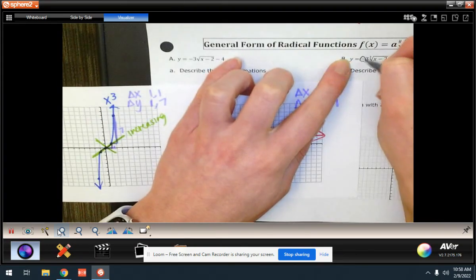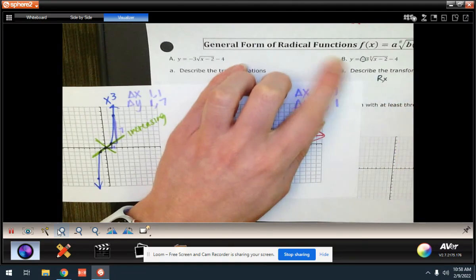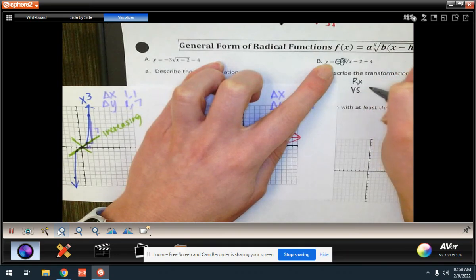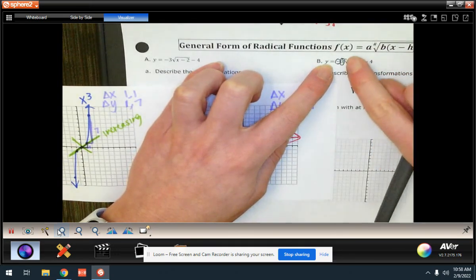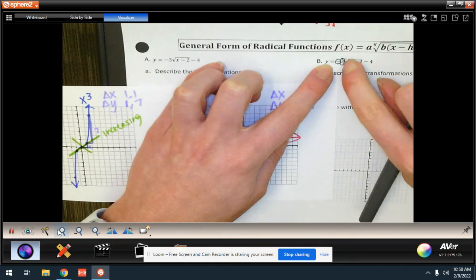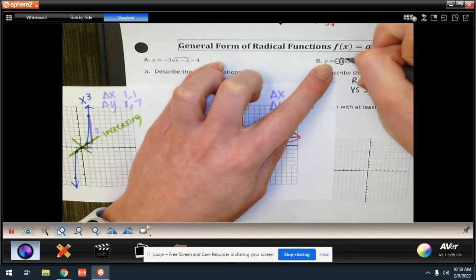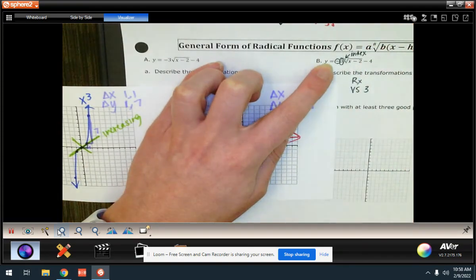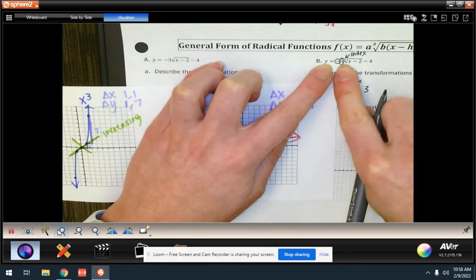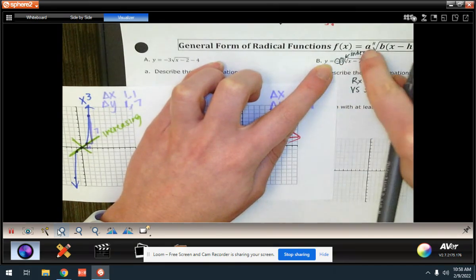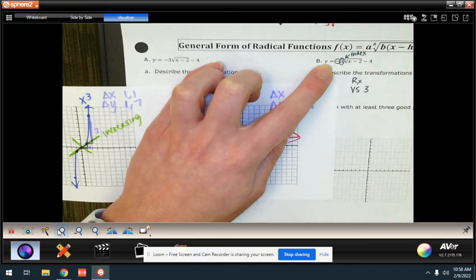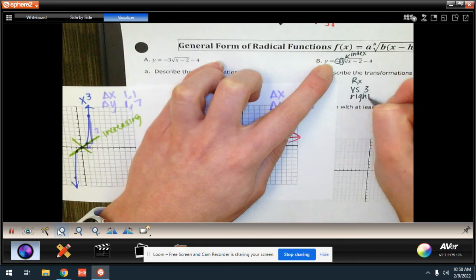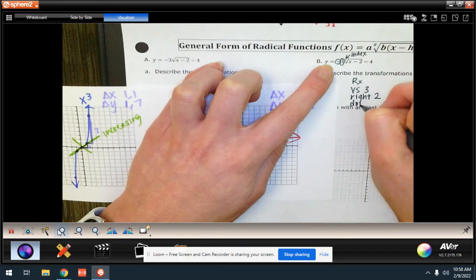First we have an Rx. Second, we have a vertical stretch by 3. Be careful not to confuse the index of your radical with a transformation. That index of 3 just tells you you're dealing with cube root. This big 3 out front, that's your actual scale factor. So your index is not a transformation, that's just your function. So vertical stretch by 3, and then we have our right 2, down 4.